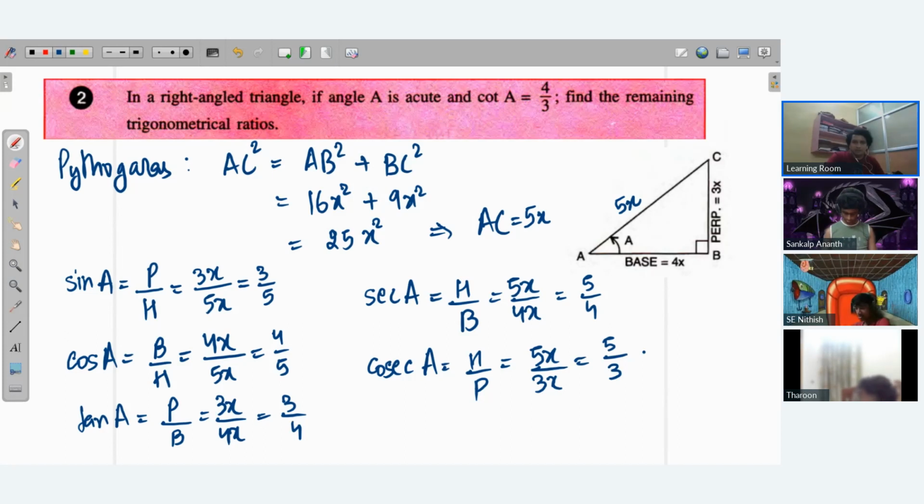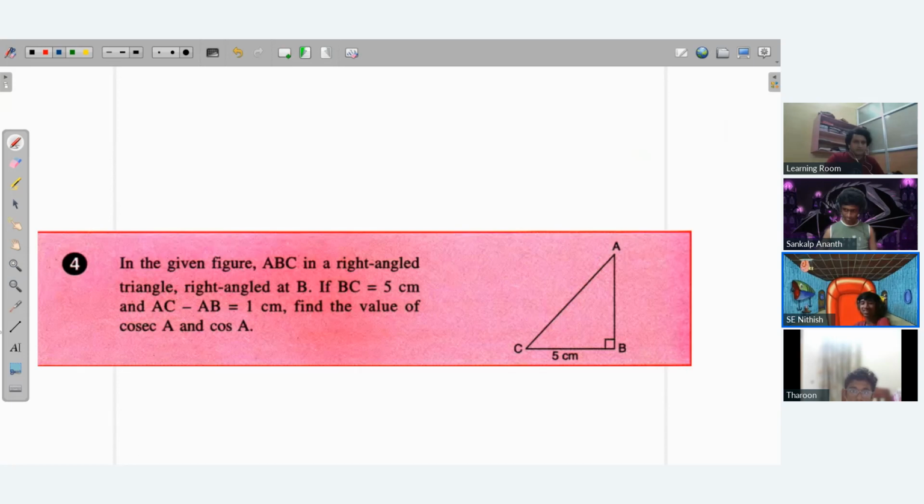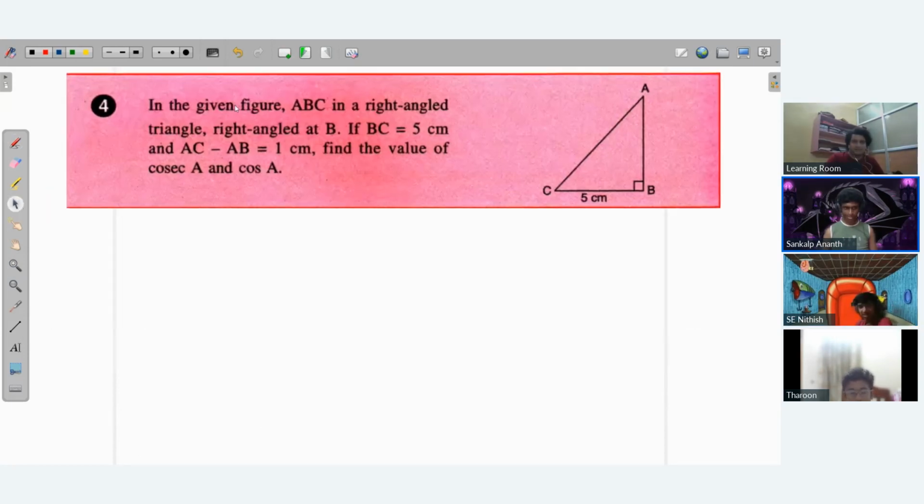And try to see this one. I need to search more on Google. Oh, how I spoke. So my AC was root of minus 7x square, sir. I did it wrong, sir. That's why you're bad at math.